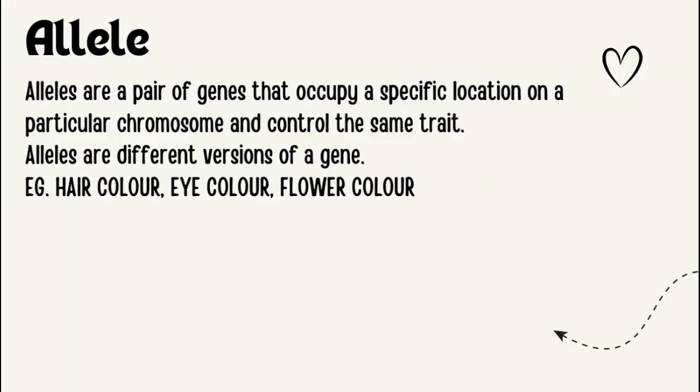Now, alleles are basically a form of a gene, right? So there are a pair of genes that occupy a specific location on a particular chromosome and they control the same trait. So alleles are a form of a gene, and examples would be hair color, eye color, flower color. So they're just like different versions of a gene, right? So that is what alleles are.